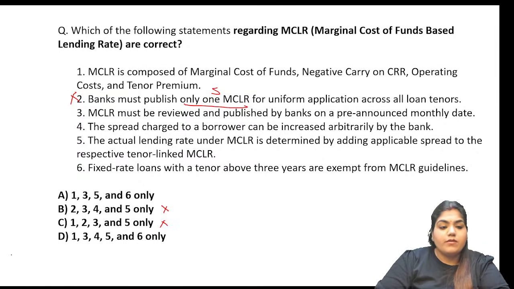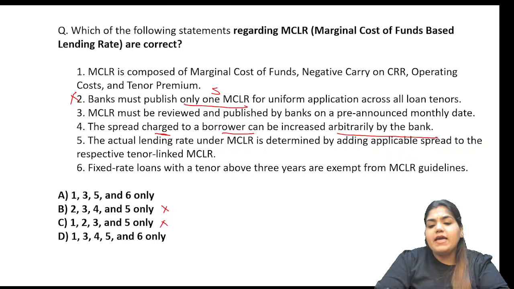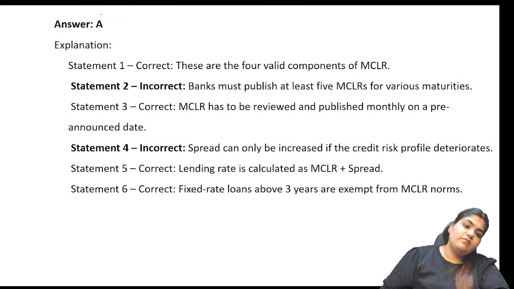Let's see statement number 4. 3 is common. 5 and 6 are common. Let's see 4. The spread charges to the borrower can be increased arbitrarily by the bank. Can bank ever do anything arbitrarily? No. Spreads can only be increased if the credit risk profile deteriorates. Nothing can be arbitrary by the bank, by the government, by the legal law holders. Statement number 4 is incorrect. That will give us A as the correct answer.